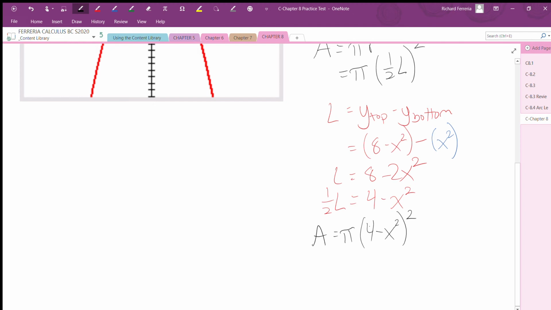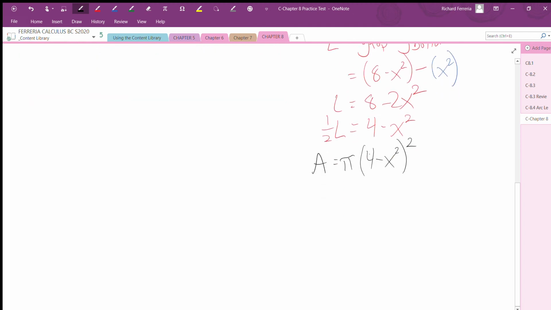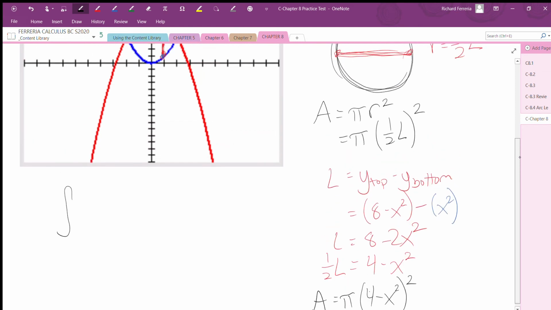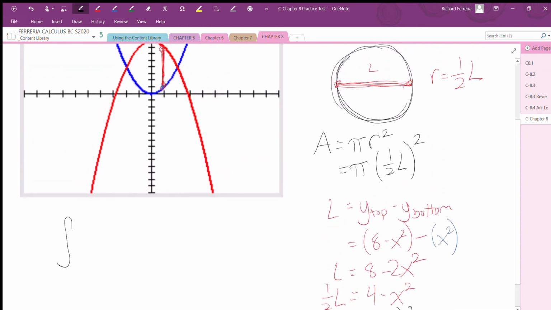Okay, and now for the calculus part of this. If we want to find any volume, we just need to integrate our area formula. So we need to go from y min to y max, of the area formula in terms of x, dx, and that's going to be equal to our volume.